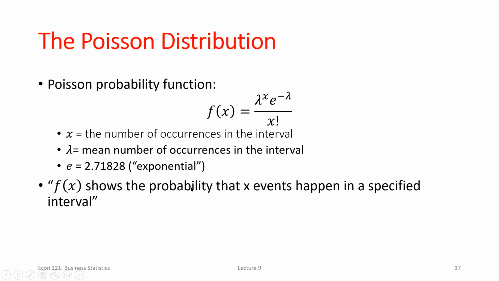So just like the binomial told us the probability that we see a certain number of successes out of a certain number of trials, this probability mass function is going to tell us the probability to see a certain number of occurrences over a given time interval, right? Or really, it doesn't have to be time, but like I said, the examples I'll give you will be time examples. Okay.